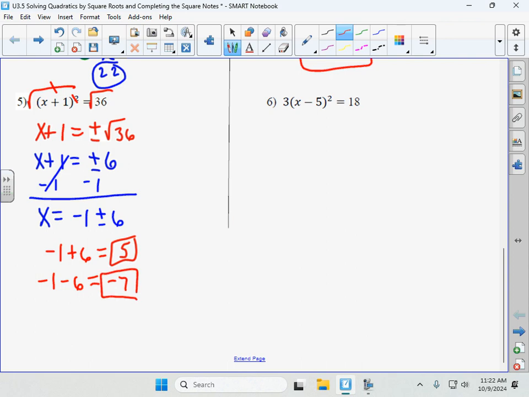So here are our 2 solutions. You're not leaving it with the plus or minus on this problem. You're going to actually add and subtract the 2 numbers together.